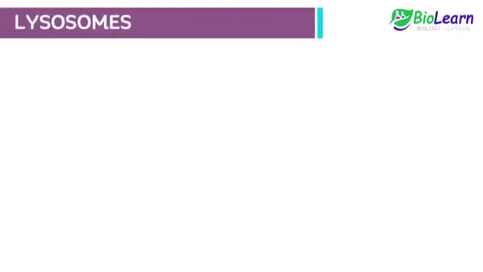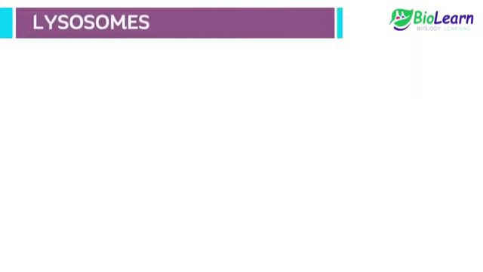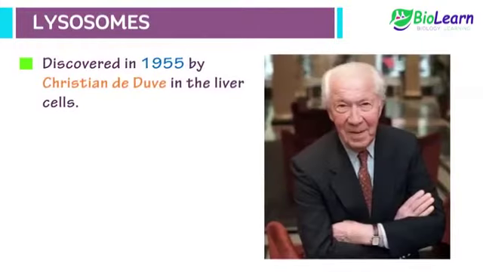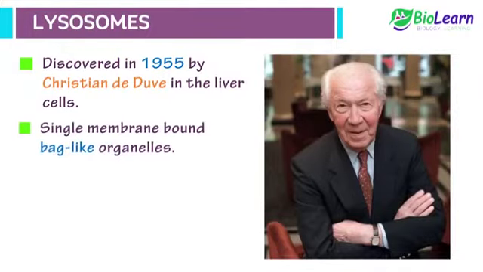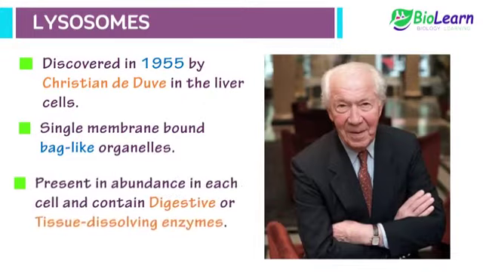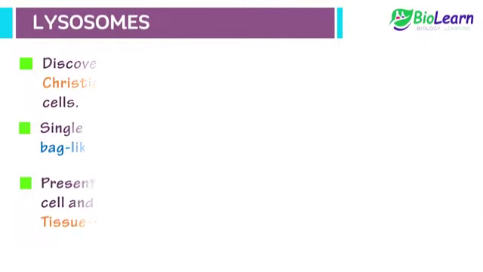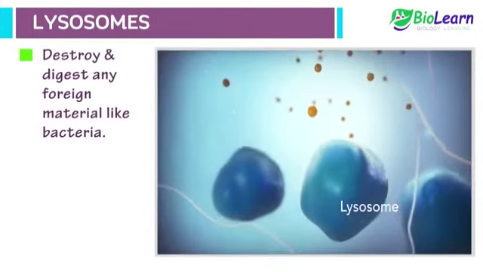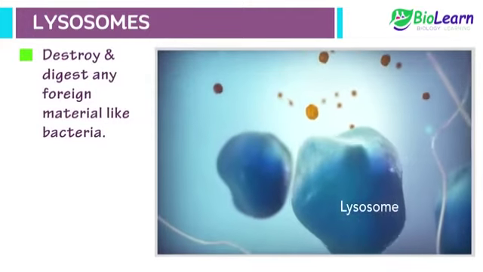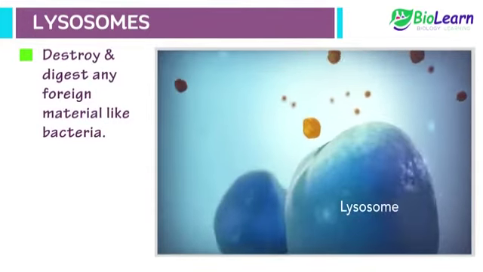The next prominent organelle is lysosome. Lysosomes were first discovered in 1955 by Christian de Duve in the liver cells. They are bag-like cell organelles bound by a single membrane. They are present in abundance in each cell and contain digestive or tissue-dissolving enzymes. Lysosomes destroy and digest any foreign material such as bacteria present inside the cell.